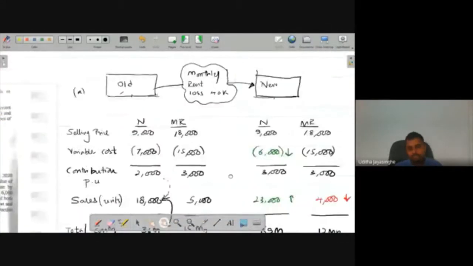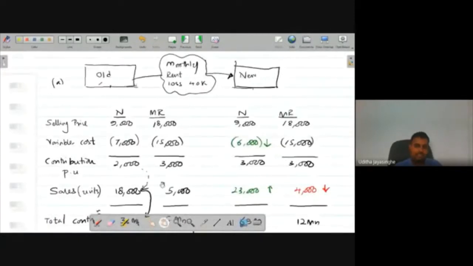Right. What I have done here is I have taken these two areas separately, for the old structure and the new structure. On the left-hand side you can see the old structure, while the new structure is going to be on the right-hand side. But importantly, since I thought I might miss out the loss of monthly rental, I just put this on the side.